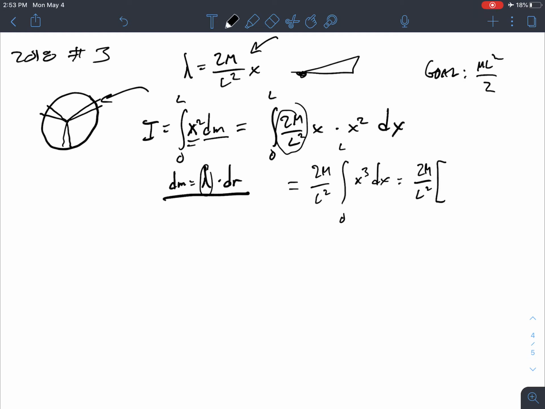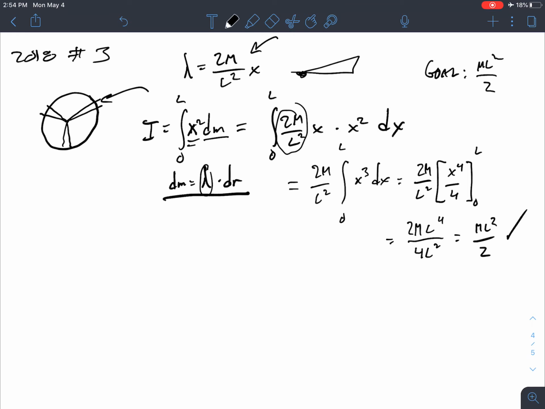So 2M over L squared, it's x to the 4th over 4 from 0 to L. Now that's 2M times L to the 4th over 4L squared. And sure enough, that gets me my ML squared over 2. Check.